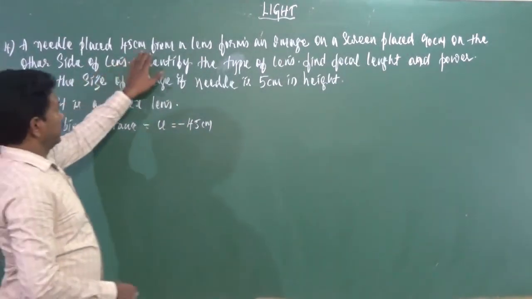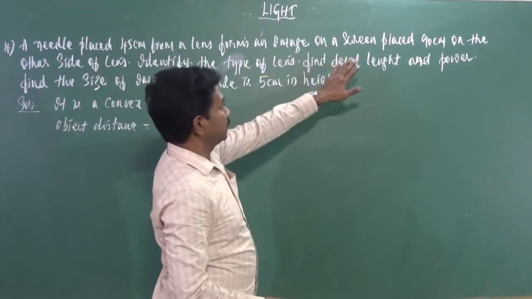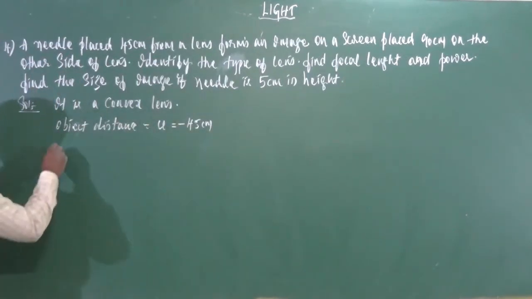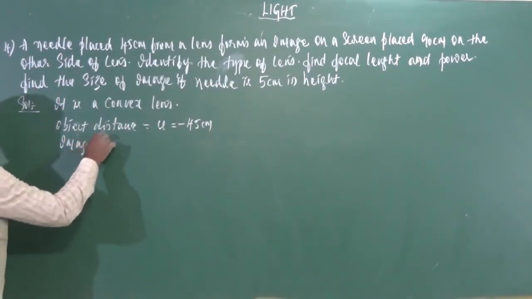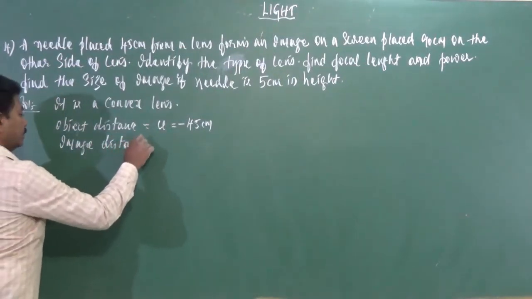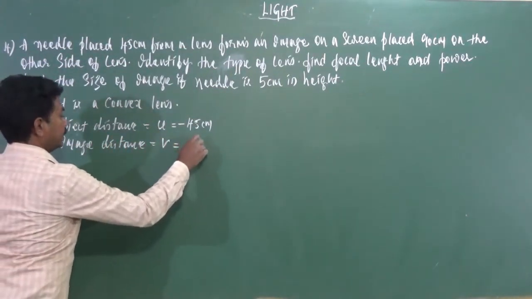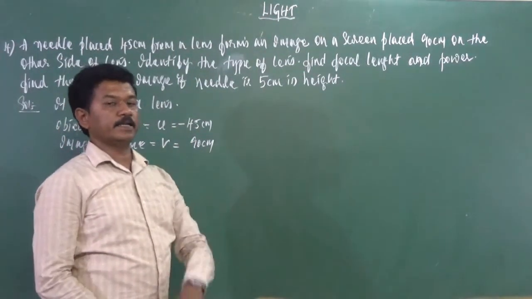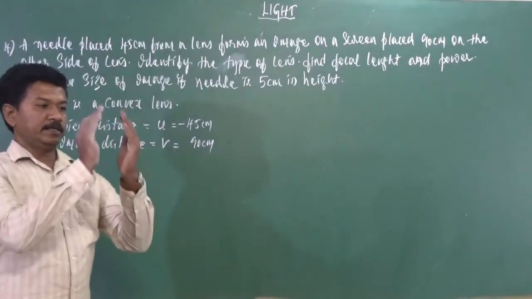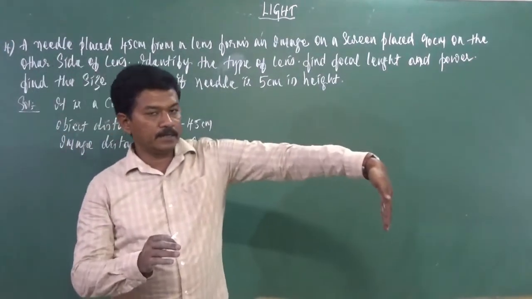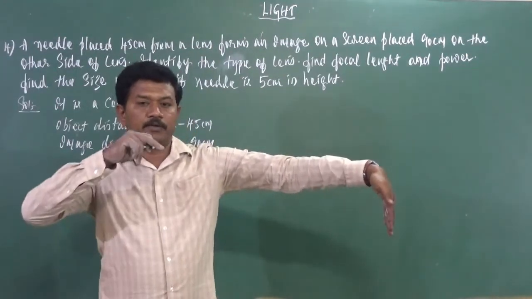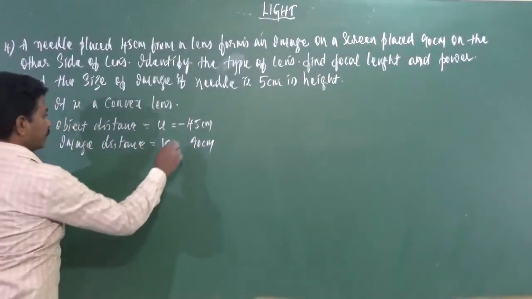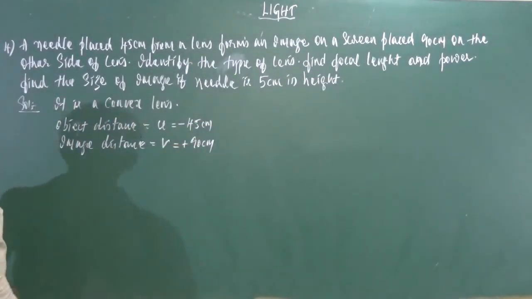Here the lens forms an image on a screen placed 90 centimeters on the other side of the lens. So therefore image distance V is equal to 90 centimeters. Should 90 centimeters be taken as positive or negative? It should be taken as positive, because if this is the lens, the image is formed somewhere here, that is 90 centimeters. You are measuring from here to here along the direction of the incident light rays. So therefore it is plus 90 centimeters, right? On the other side of the lens.